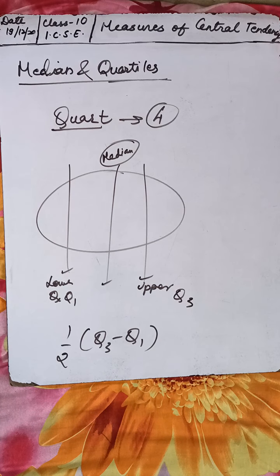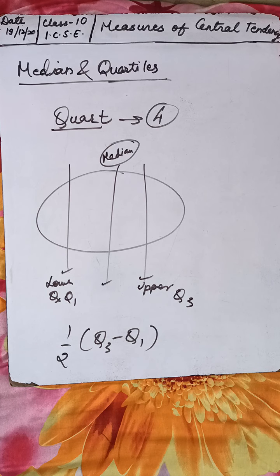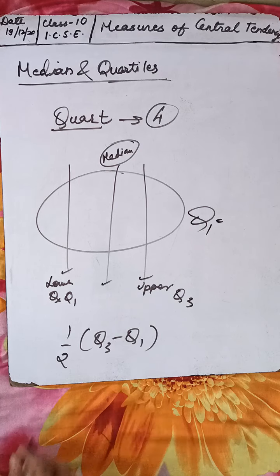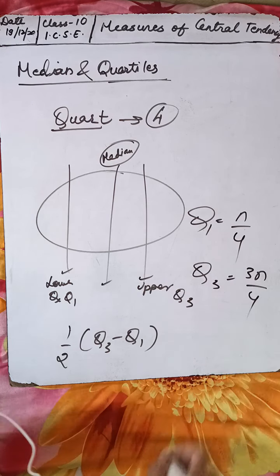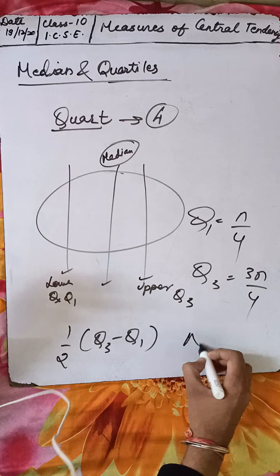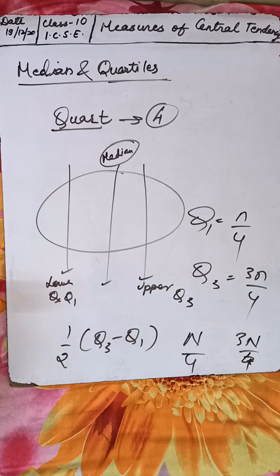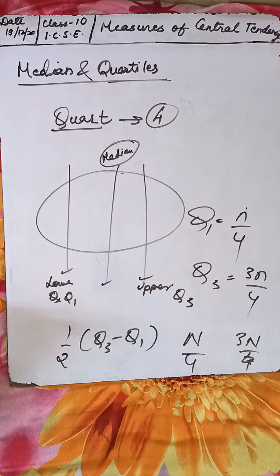Now how do we calculate this lower quartile and upper quartile? For the raw data it is different, for the arrayed data it is also different, and for the classified data it is also different. So q1 we find by calculating n by 4, and q3 we find by 3n by 4, for the raw data I'm telling. And for the arrayed data it will be capital N by 4 and 3 into capital N by 4, where N is the sum of the frequency, and this N we know.